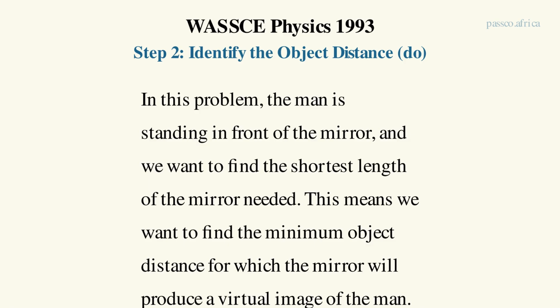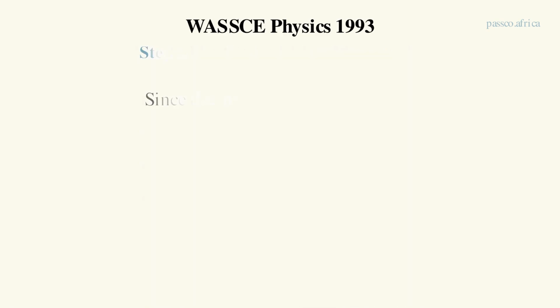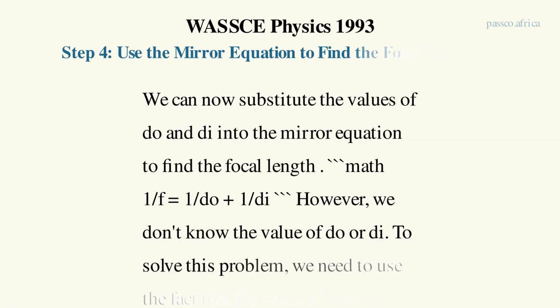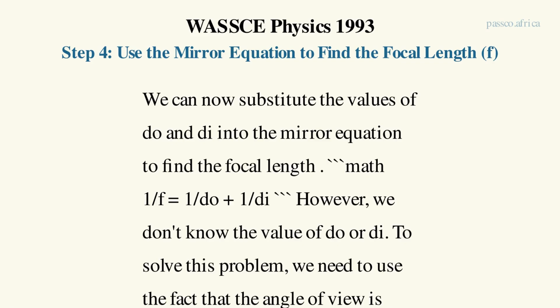Step 3. Identify the image distance. Since the mirror is producing a virtual image, the image distance is negative. Step 4. Use the mirror equation to find the focal length. We can now substitute the values of do and di into the mirror equation, 1/f equals 1/do plus 1/di. However, we don't know the value of do or di. To solve this problem, we need to use the fact that the angle of view is the same for both the object and the image.